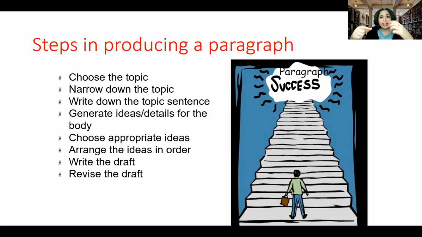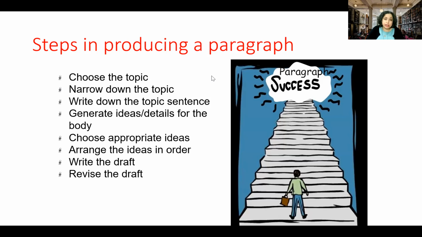Since we're talking about one of the parts of it, that is the topic sentence, you need to choose the topic. You need to have a topic that you are writing about. Narrow down the topic. Don't write too general. Write down the topic sentence, that's the first part, but before that you need to already know what you're writing about. That's why it's about choosing the topic and being sure about that one.